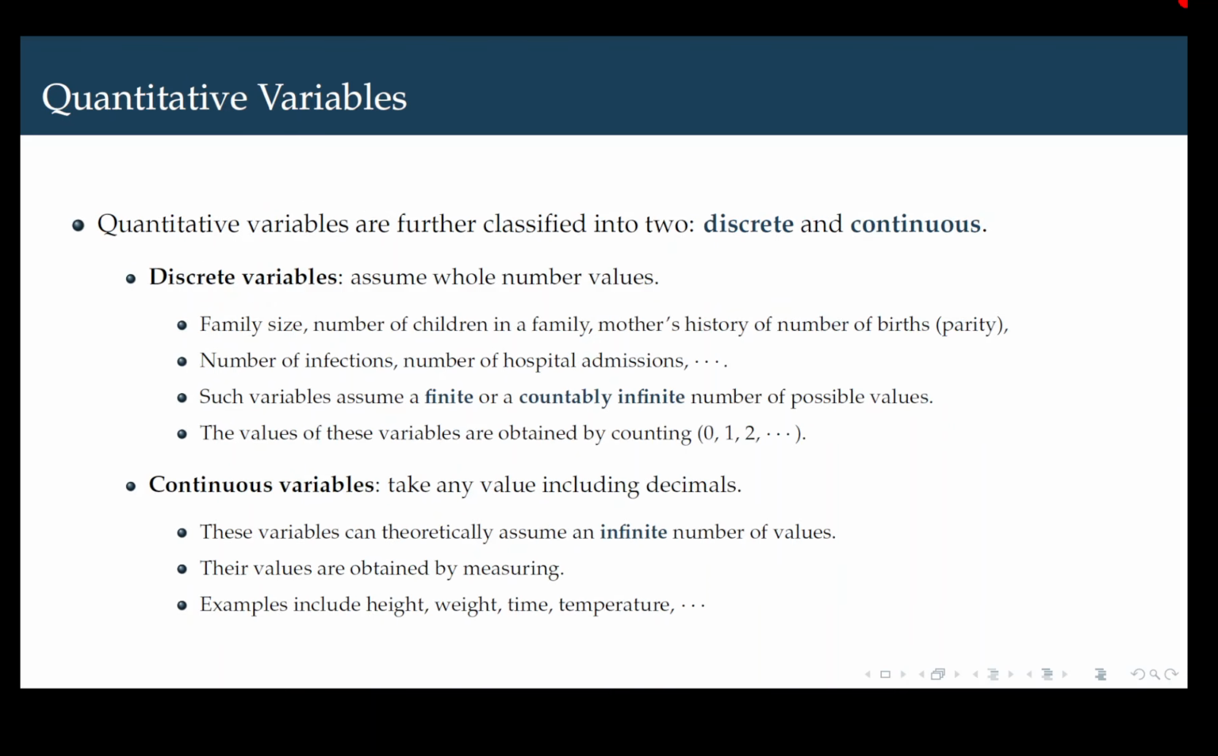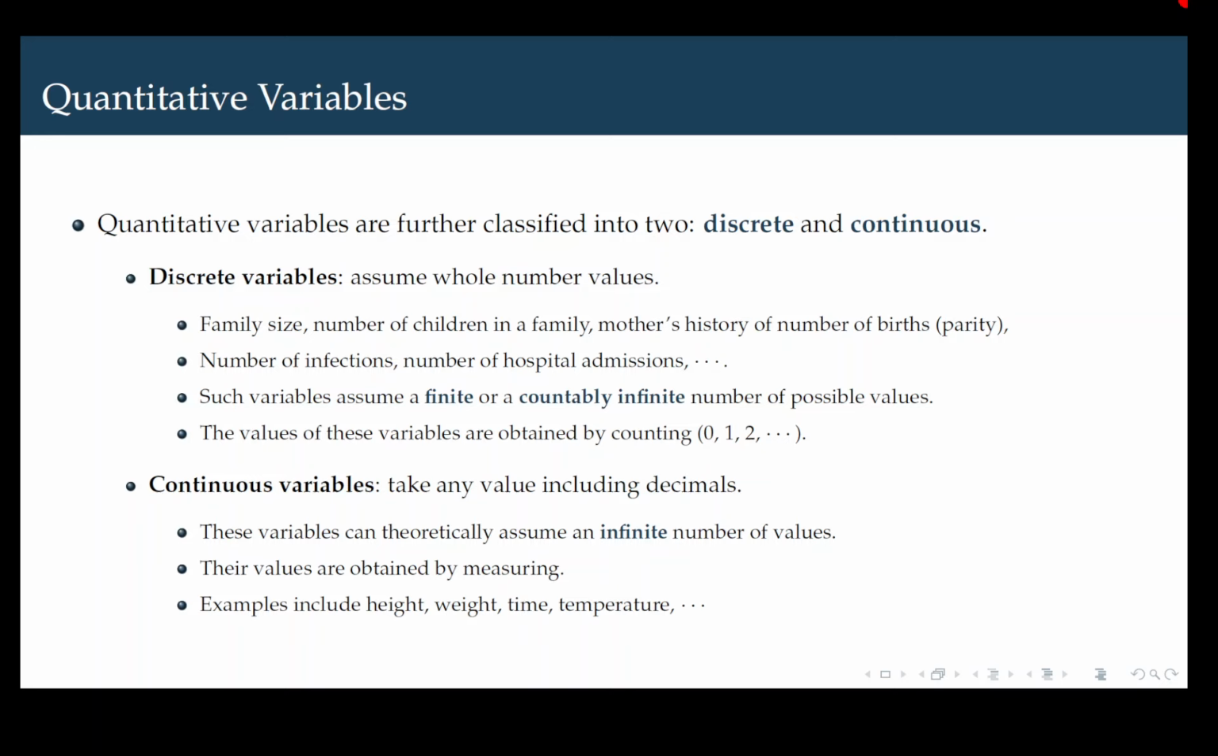Then again, based on the values that the quantitative variables assume, they may be classified into two. Therefore, a quantitative variable can be discrete or a quantitative variable can be continuous. The discrete variables are those quantitative variables which assume whole number values. For example, family size assumes whole number values.